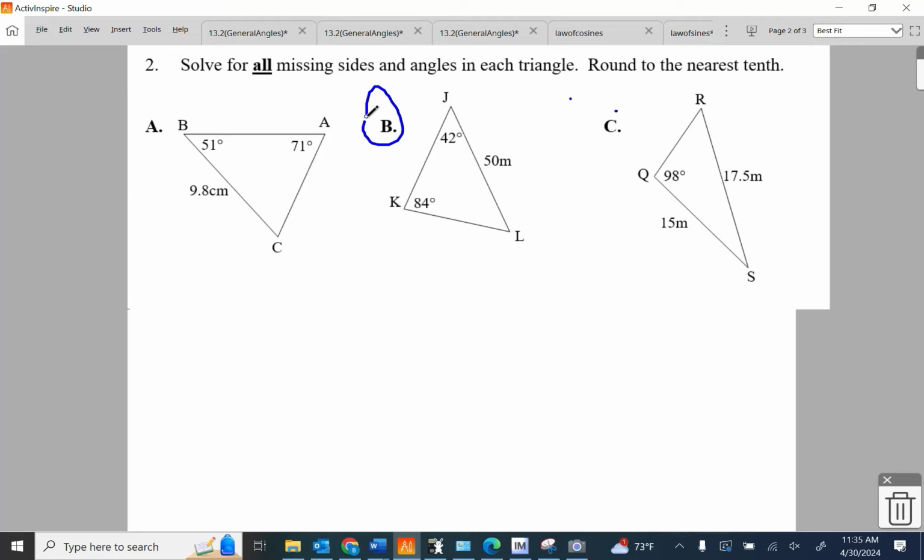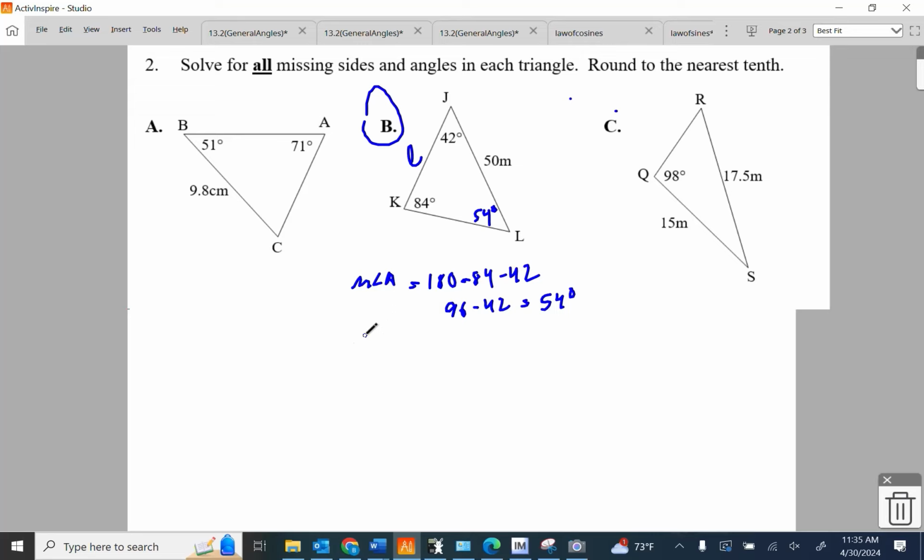All right, so first things first is to find angle L. We would do 180 minus 84 minus 42. 180 minus 84 is going to be 96. 96 minus 42 is going to be what, 54 degrees? Seems legit. So that goes there. And now I need two sides. That's all I need.